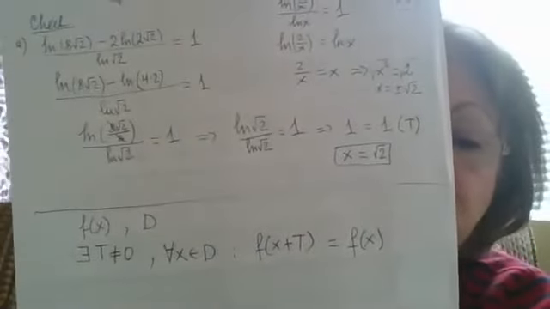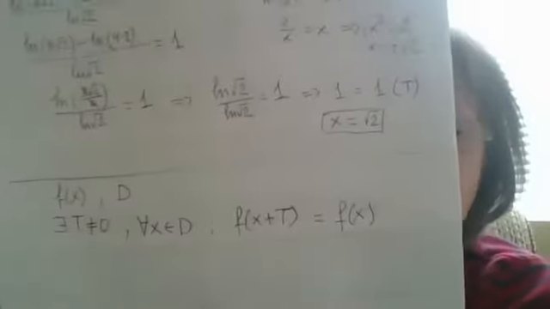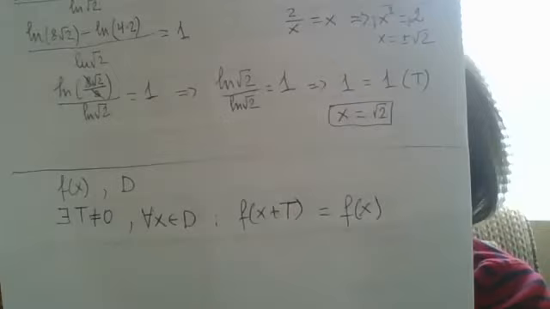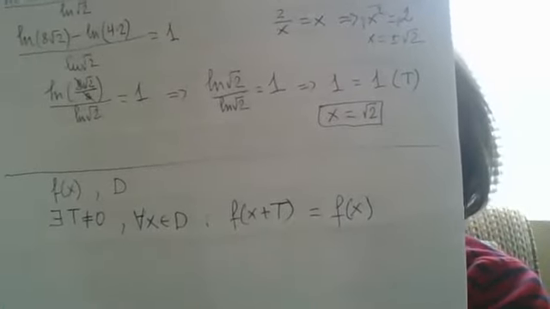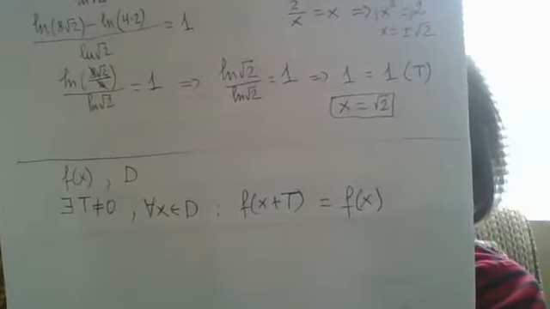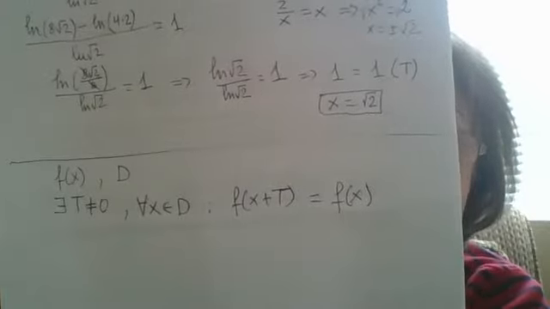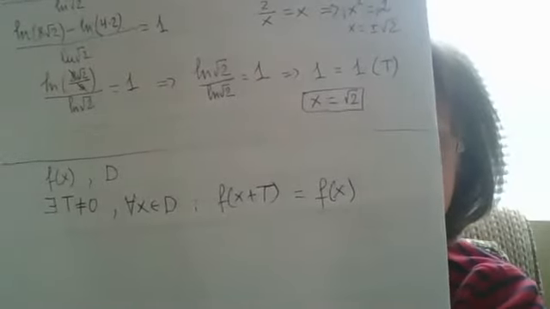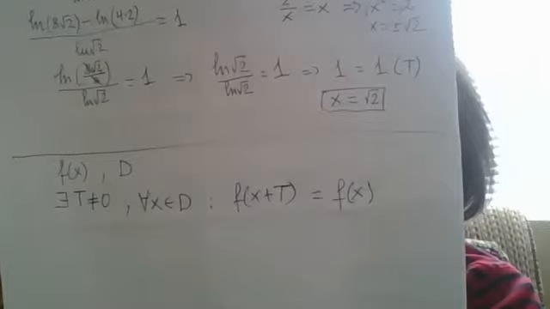f at x plus t equals f at x. That is what I wrote using only math symbols. If a function is given, it is f at x, D is its domain. If we have such a number t not equal to 0, such that for any x from the domain of that function, f at x plus t equals f at x, then we call that number t a period of that function.